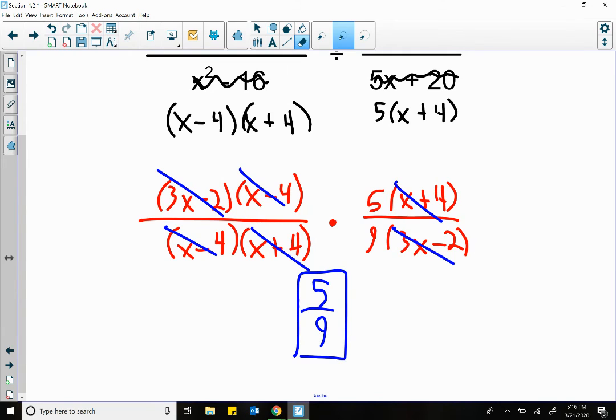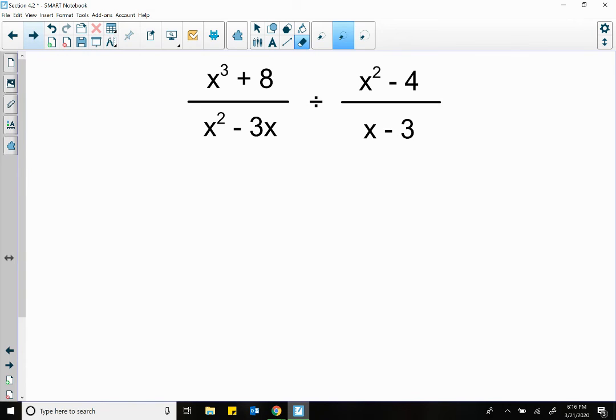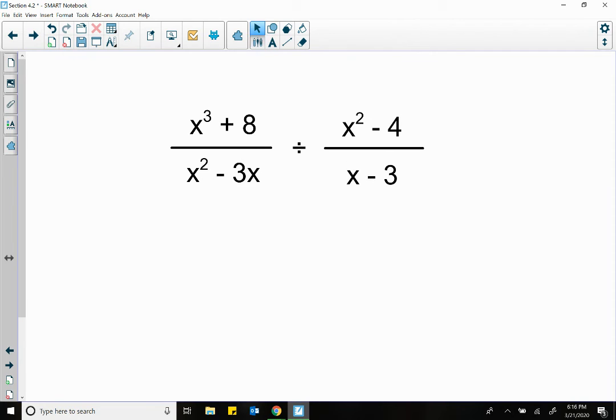That's division. It's the same as multiplication. You're going to factor everything, keep, change, flip it, cross stuff out. Tell me what's left. So go ahead, pause, try this if you didn't try it earlier. All right, here we go. Let's wrap up this section.